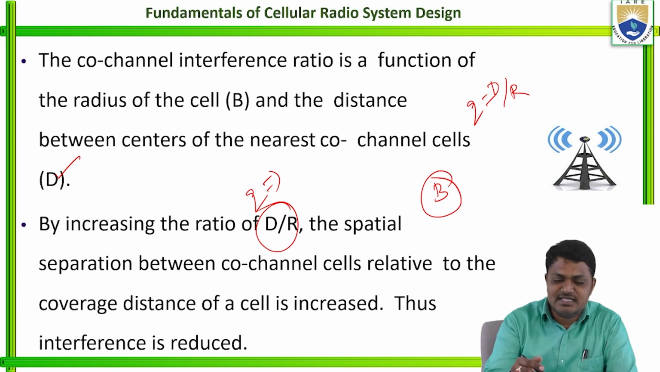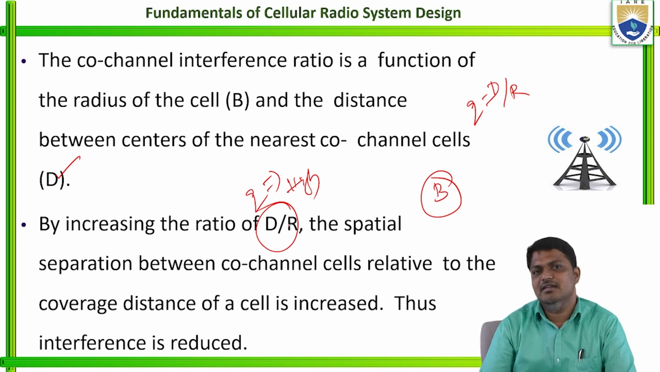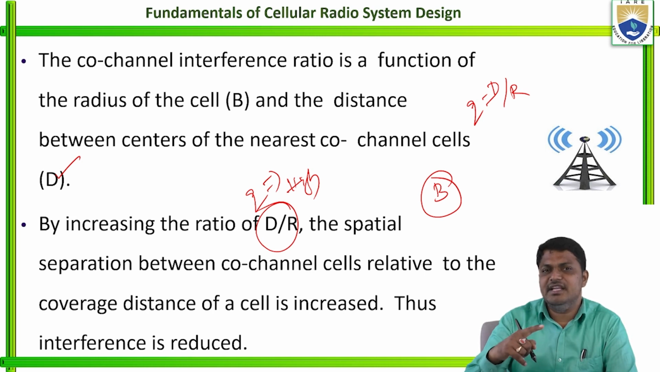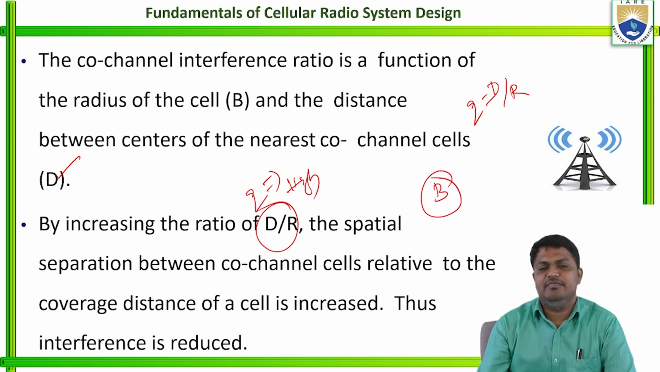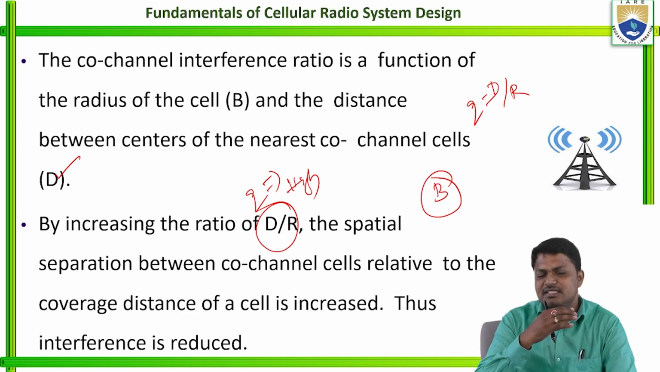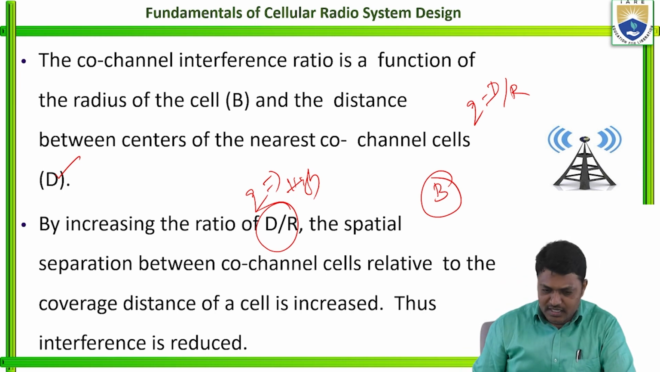I am repeating once again. When the Q value is high, that is, when we are increasing the radius and the distance, then automatically the Q value will be increased. When the Q value is increased, then automatically the co-channel interference is reduced, that is, less interference will occur, because we are giving a minimum distance for better isolation. If the Q value is decreased, then automatically interference will occur in the co-channels. High interference will occur.